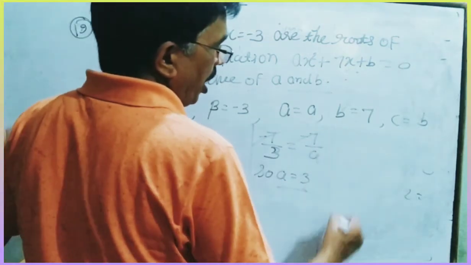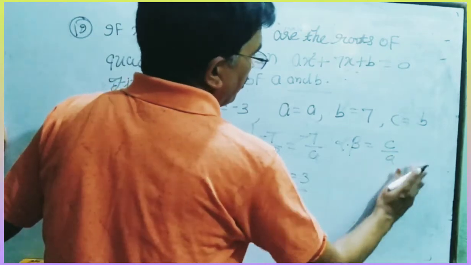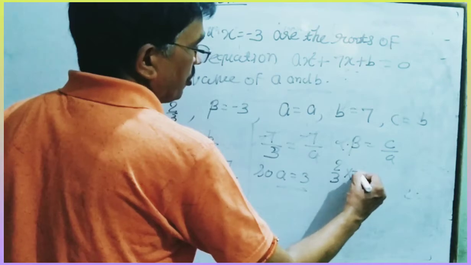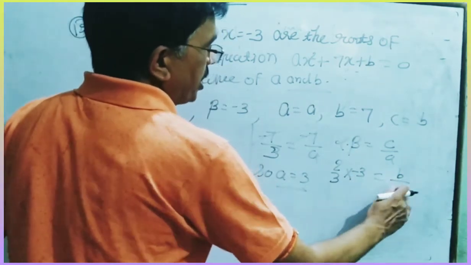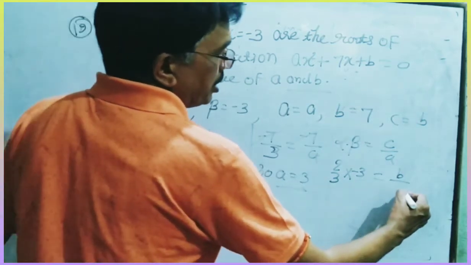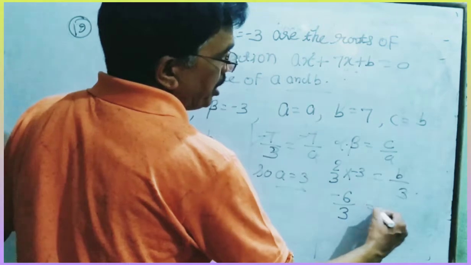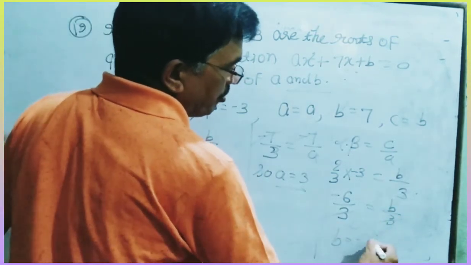And now alpha into beta is equal to c by a. Alpha is 2 by 3 into minus 3, which is equal to c by a, where c is b in our equation. A is 3. Hence it is minus 6 is equal to b by 3. The 3 cancels. So b is equal to minus 6.